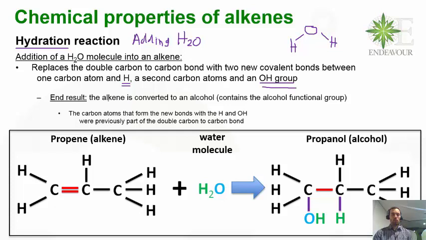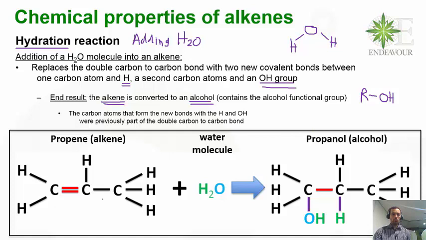But essentially the end result of this hydration reaction is to turn what was an alkene into an alcohol containing compound. So it's actually going to have the alcohol functional group. Remember, the alcohol functional group is ROH. We'll be talking about the alcohol functional group in a bit more detail at the end of this session.